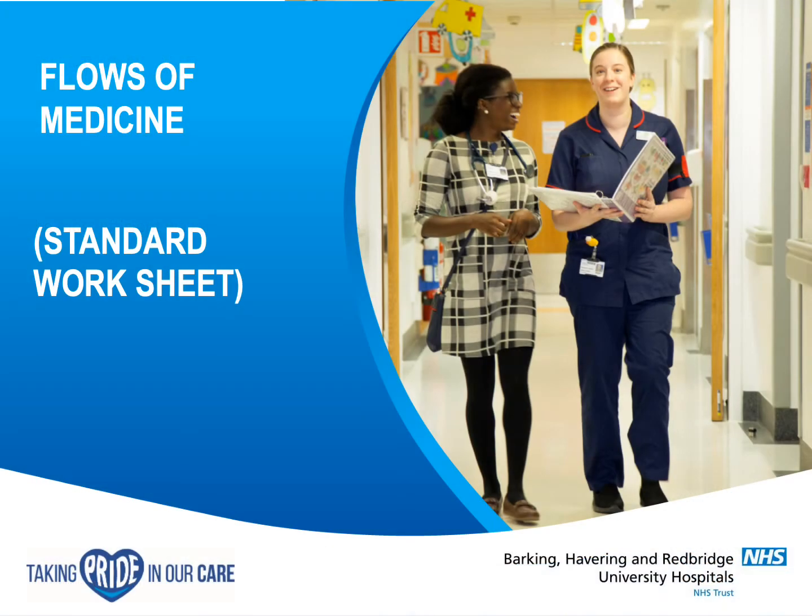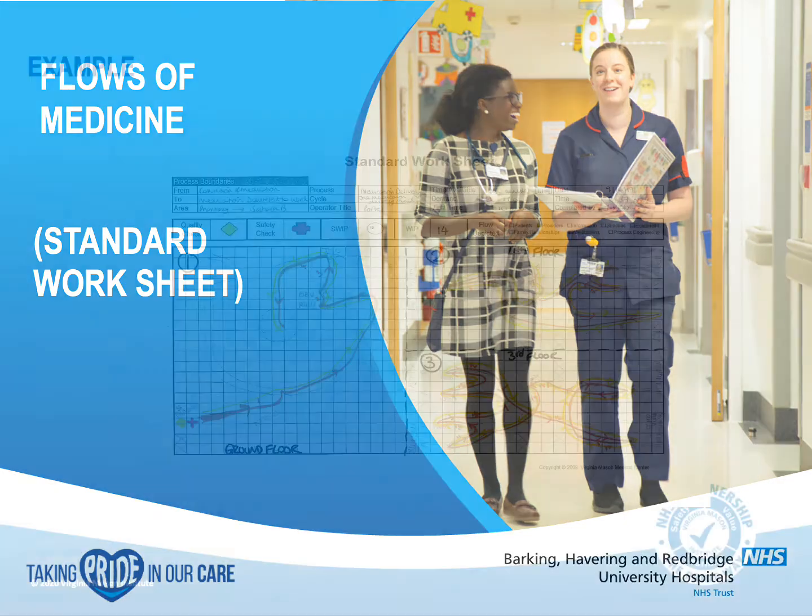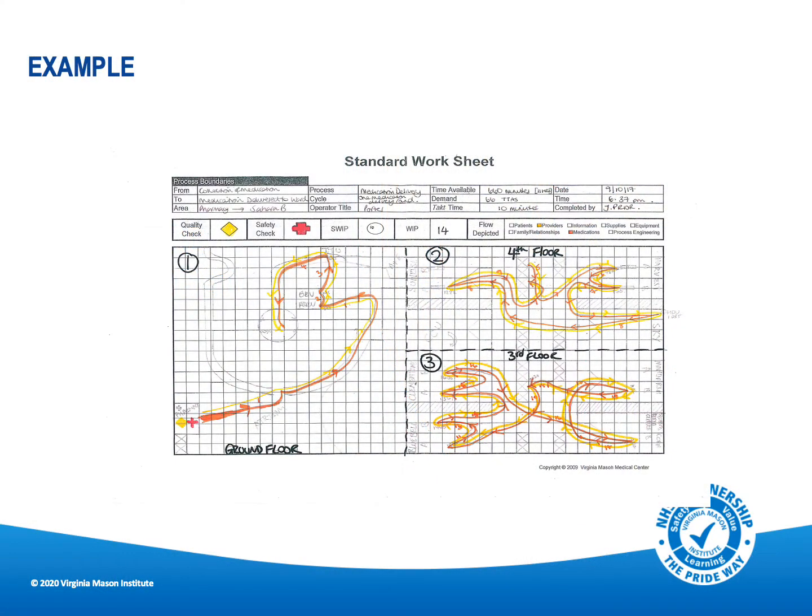To start off, we are going to recap the flows of medicine and the standard worksheet. Here is an example of the flows of a porter collecting medication from pharmacy and delivering it to the wards. The yellow lines depict the porter and the orange lines represent the medication.